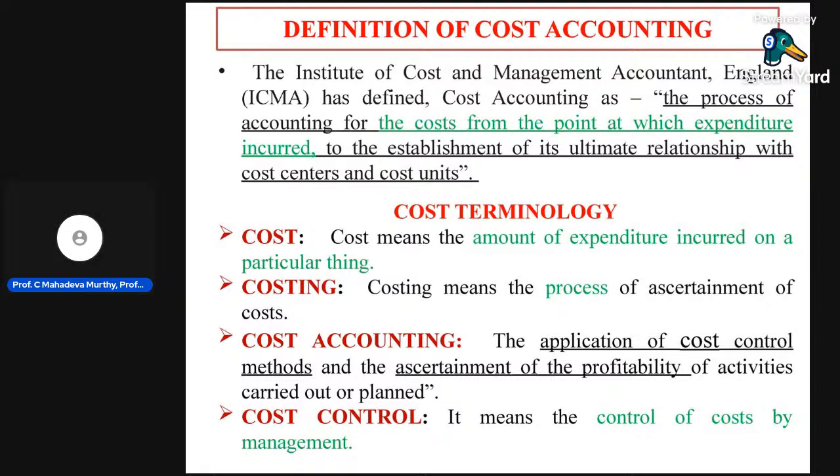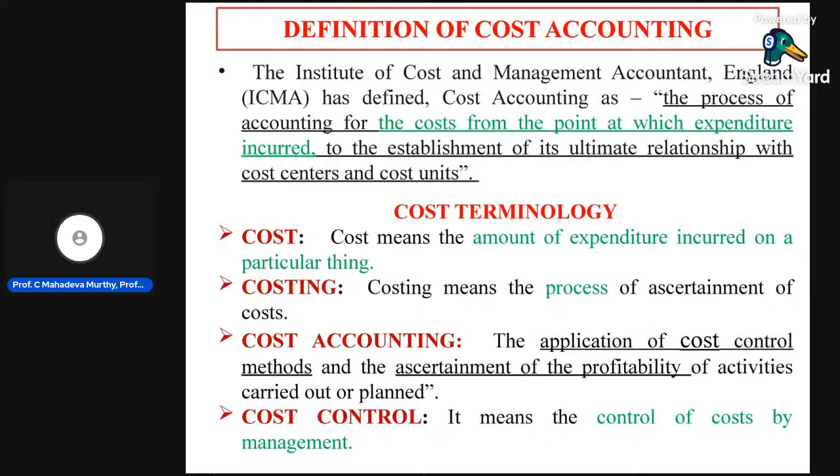Cost terminology: these terminologies are frequently used, therefore they are most important. Cost means the amount of expenditure incurred on a particular thing. Each and every transaction incurs cost. The amount of expenditure incurred on a particular thing, that is what we call cost. Then costing is a method, a process. Costing means the process of ascertainment of cost.